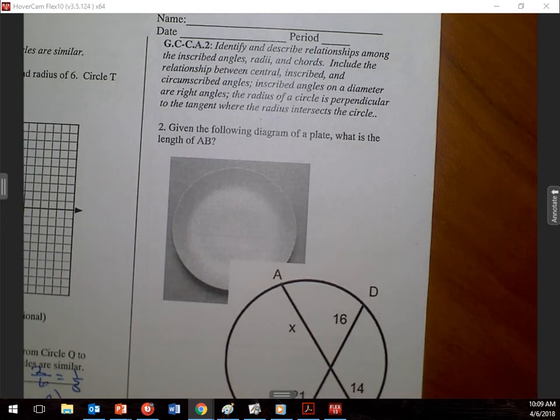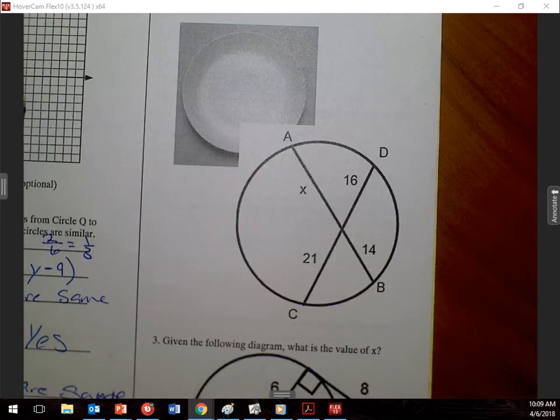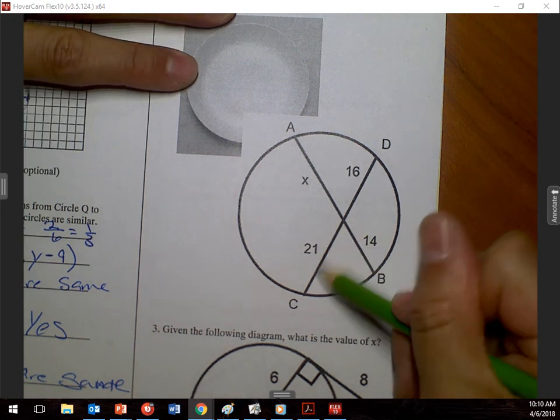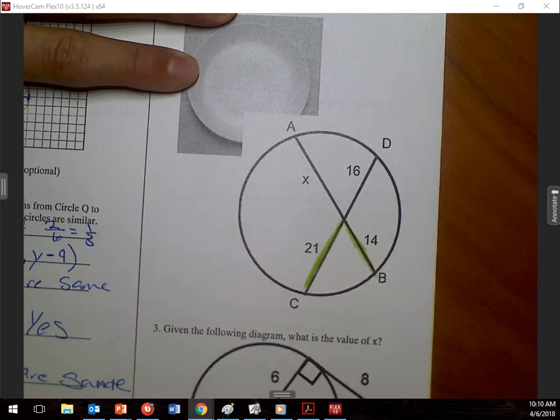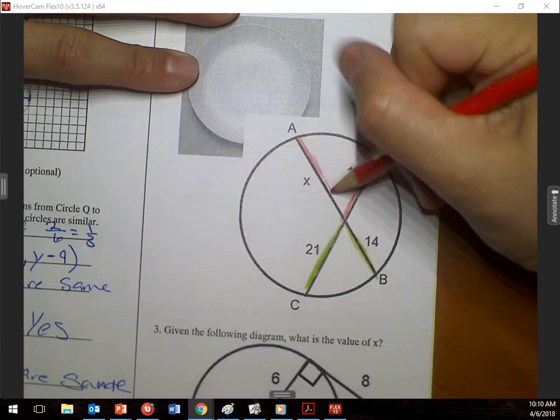Okay, next one. Given the following diagram of the plate, what is the length of AB? Okay, so AB, that's that right there. We just did this the other day in the notes. They're crossing in the middle, right? When I was teaching this, I told you guys, you had your two colors. Color both sides. So, you guys remember from the notes right here?